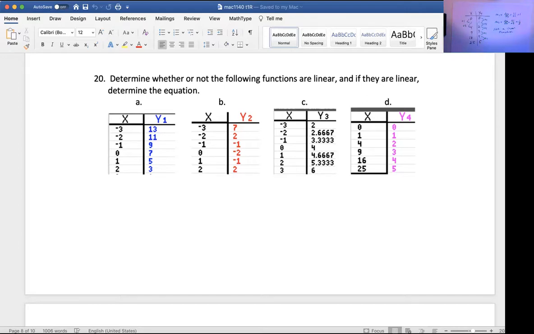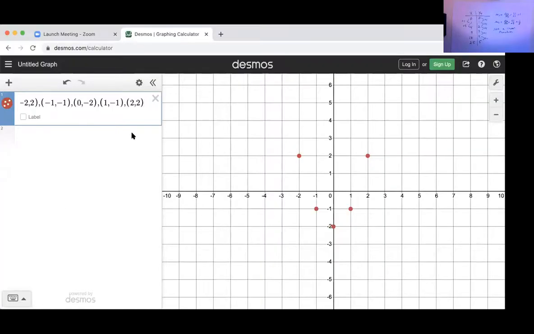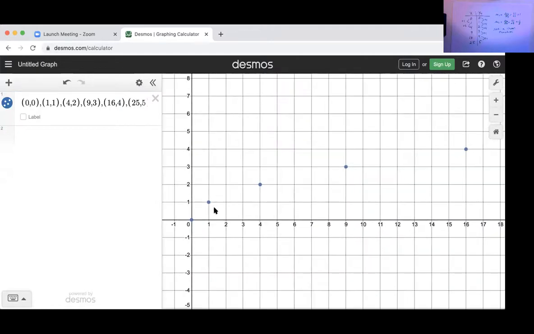So what kind of function is it if it's not a line? Let's take a look. Let's go to Desmos again. And we'll put all of these points in. So we have 0, 0, 1, 1, 4, 2, 9, 3, 16, 4, we're not going to be able to see unless we adjust way out, and 25, 5. Well, this is the square root function. Maybe you recognize that, but certainly not linear, right? So we can see those points, it's growing that way. So that is not a linear function.